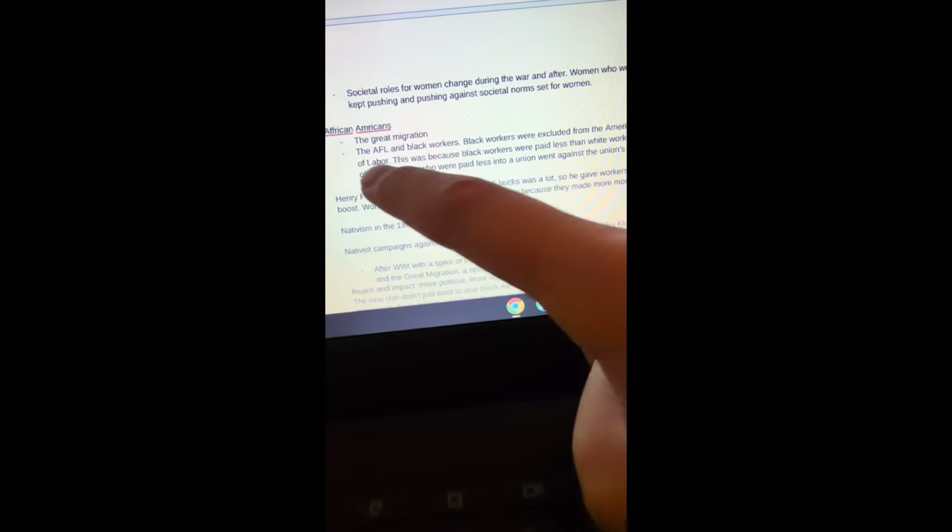African Americans. Oh my god, I spelled that so wrong. The Great Migration. The AFL and black workers. Black workers were excluded from the American Federation of Labor, the AFL. This was because black workers were paid less than white workers. So the idea of letting people who were paid less into a union went against the union's goals.